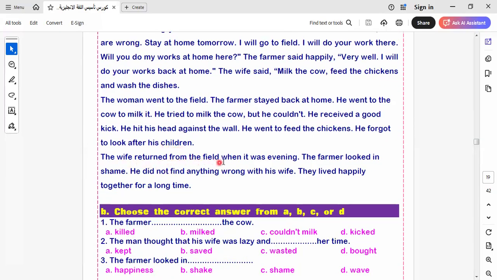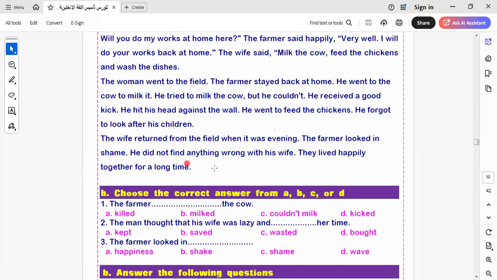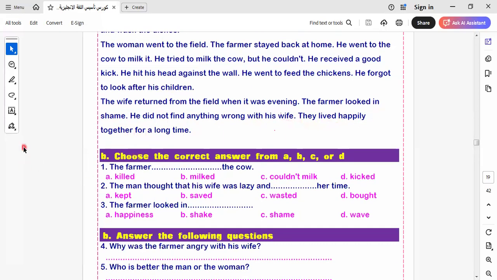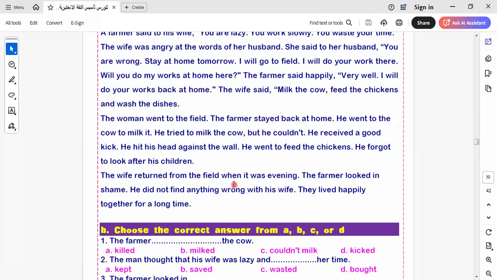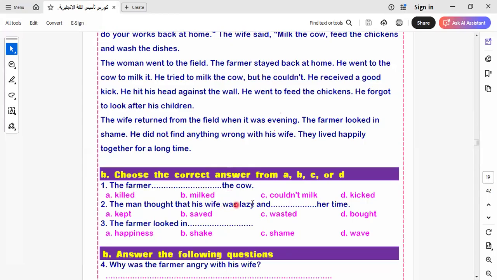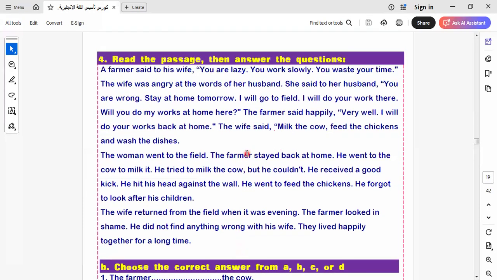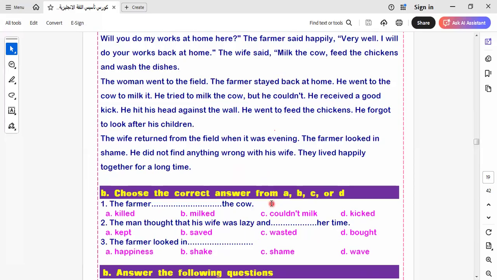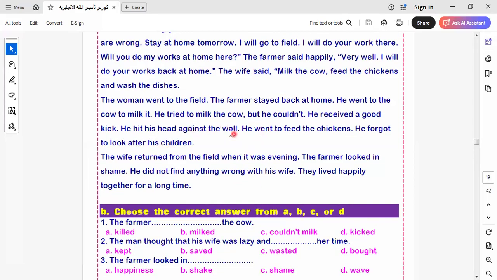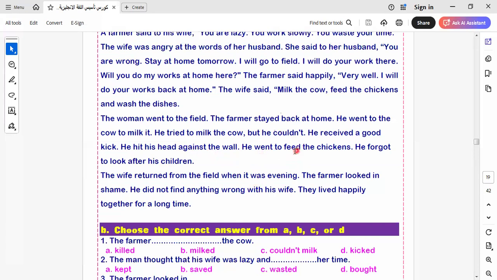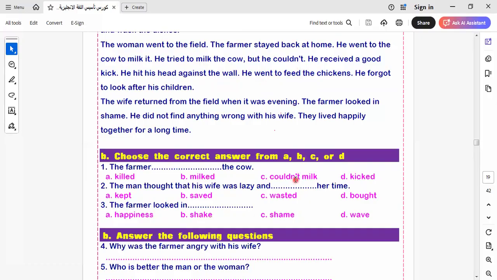The wife returned from the field when it was evening. The farmer looked in shame. He didn't find anything wrong with his wife. They lived happily together for a long time. What did the farmer do to the cow? The farmer tried to milk the cow, but he couldn't milk the cow.